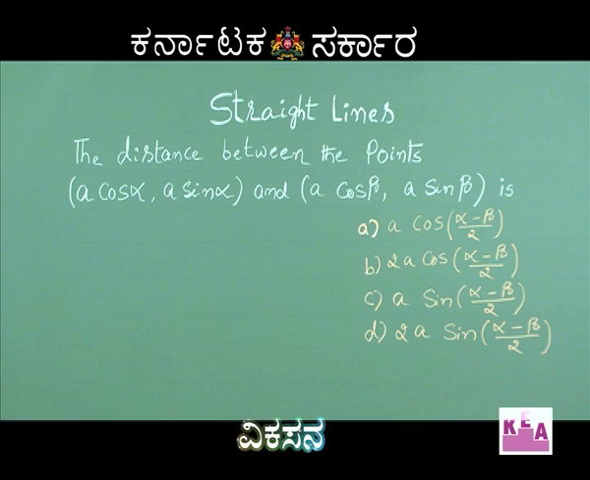The first question: the distance between the points A cos alpha, A sin alpha and A cos beta, comma A sin beta is. Options are: A, A cos of alpha minus beta by 2. Option B, 2A cos of alpha minus beta by 2. Option C, A sin of alpha minus beta by 2. Option D, 2A sin of alpha minus beta by 2.